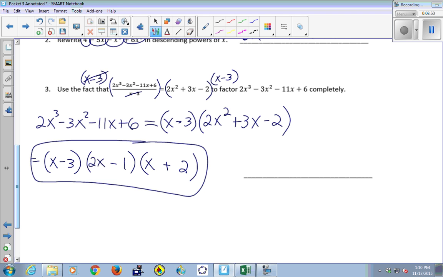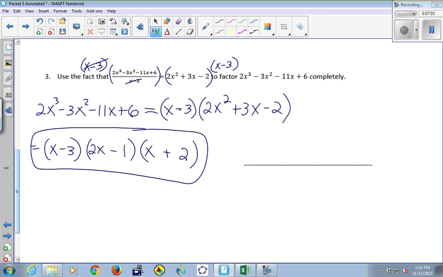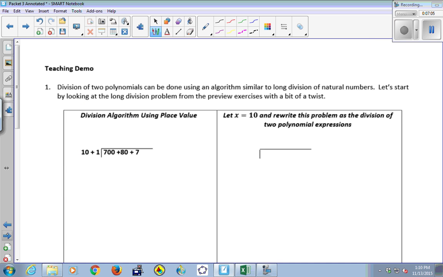I just did that by trial and error. I just did all the trials in my head. So you might have to write some down. Okay, so that's like a good little intro to our division day.